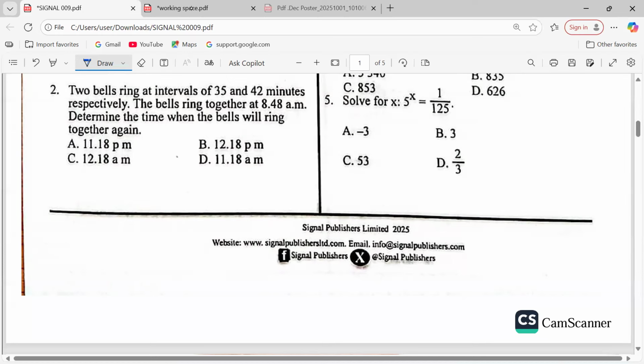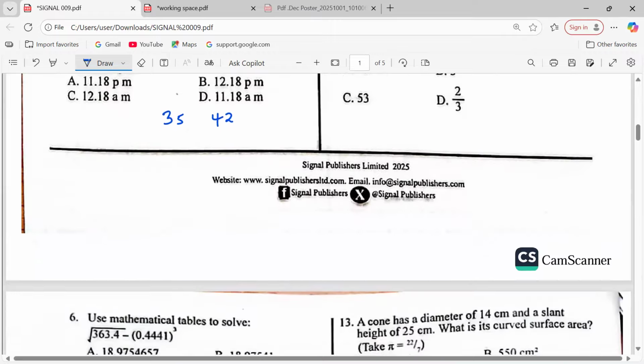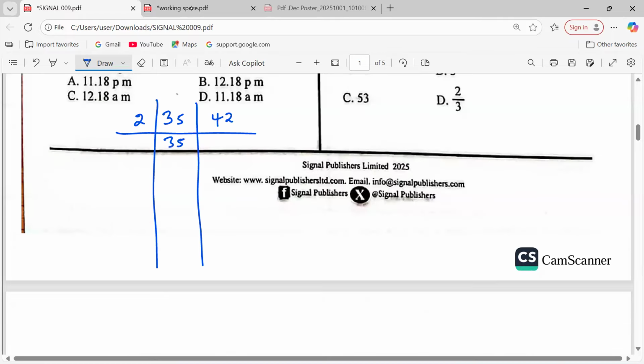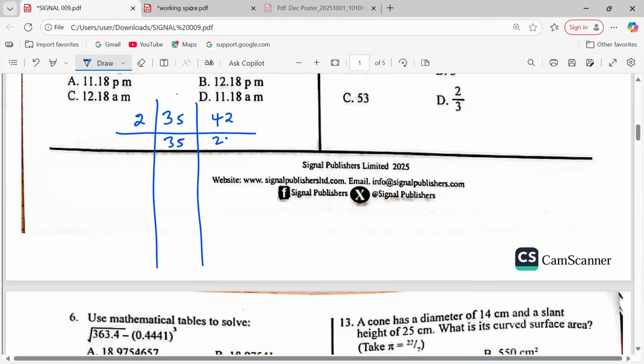So let's check 35 and 42. I'll manage the space here. 35, 42. Then now you divide here. We start with the least common prime factor, which is a 2. This remains 35 because it can't be divided by 2. This now becomes 21. Now 2 cannot divide any of them, so we proceed to 3.